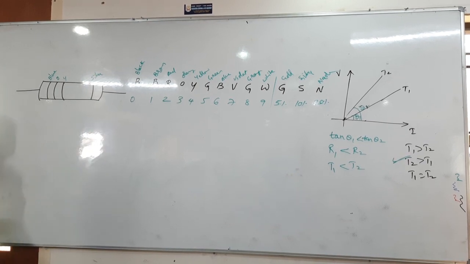How much? 63 into 10 power 4. Okay, plus or minus 10% of tolerance.